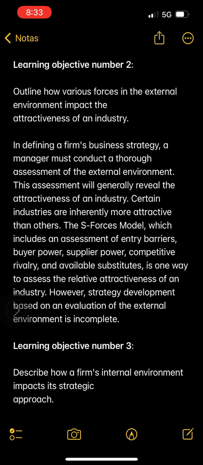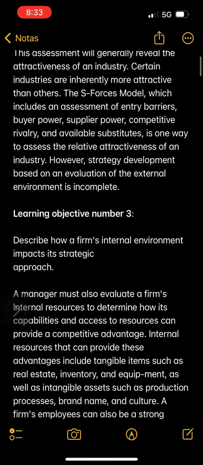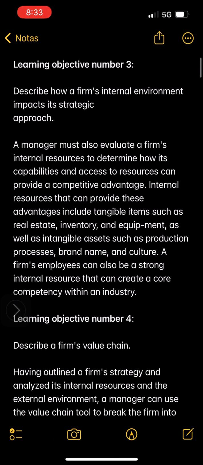However, strategy development based on an evaluation of the external environment is incomplete. Learning objective number 3. Describe how a firm's internal environment impacts its strategic approach. A manager must also evaluate a firm's internal resources to determine how its capabilities and access to resources can provide a competitive advantage. Internal resources that can provide these advantages include tangible items such as real estate, inventory, and equipment, as well as intangible assets such as production processes, brand name, and culture. A firm's employees can also be a strong internal resource that can create a core competency within an industry.